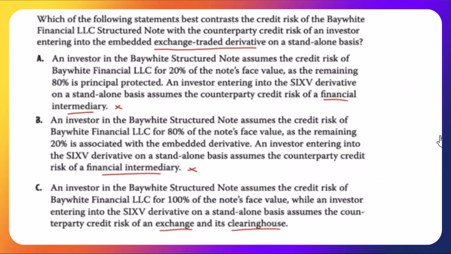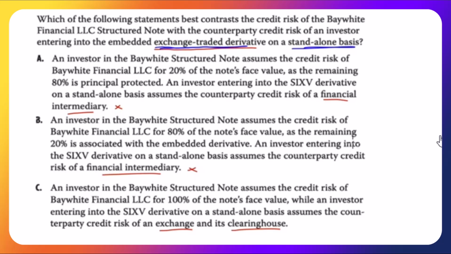Which of the following statements best contrasts the credit risk of the Bay White Financial LLC structured note with the counterparty credit risk of an investor entering into the embedded exchange-traded derivative on a standalone basis? Well, the key word here is exchange-traded. If we entered into the exchange-traded derivative on a standalone basis, who is our counterparty? The counterparty would be the clearinghouse, right? So let's see what we have.